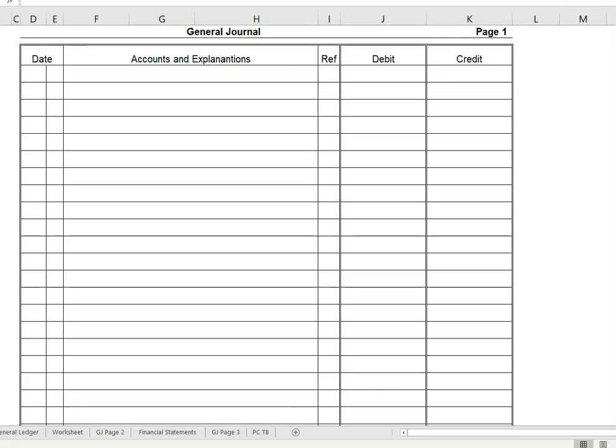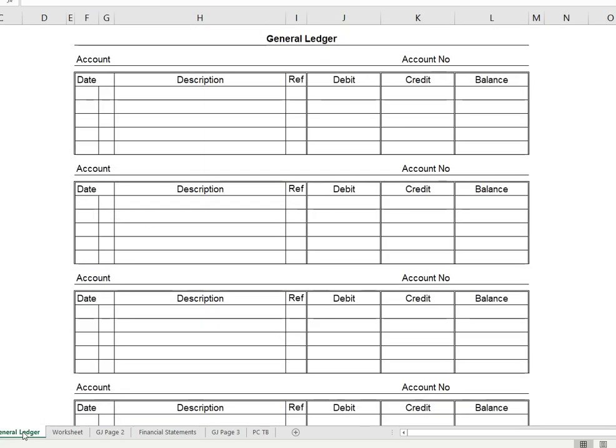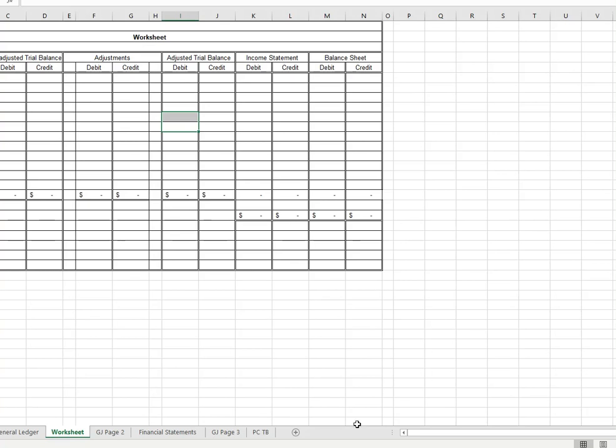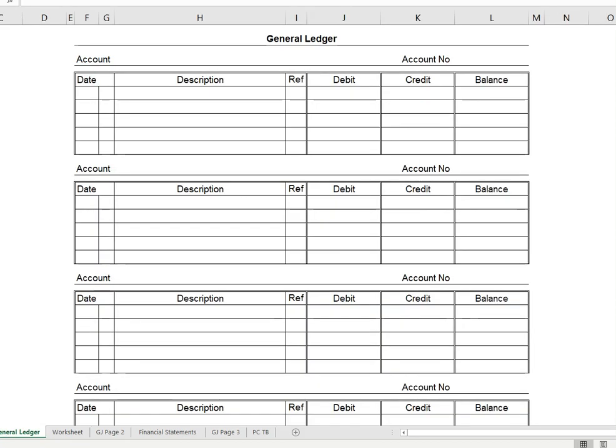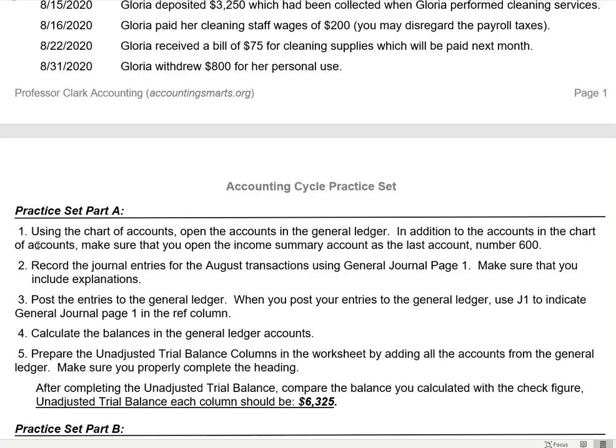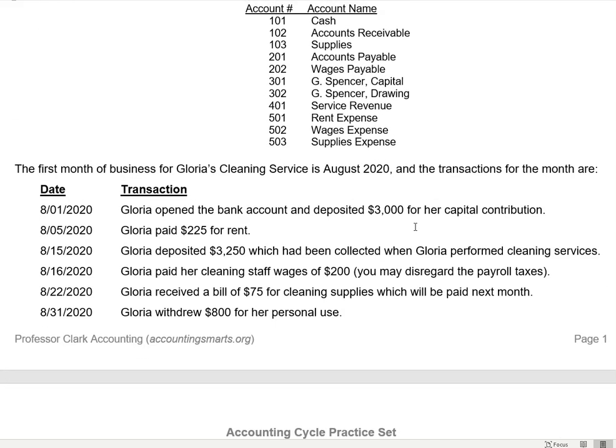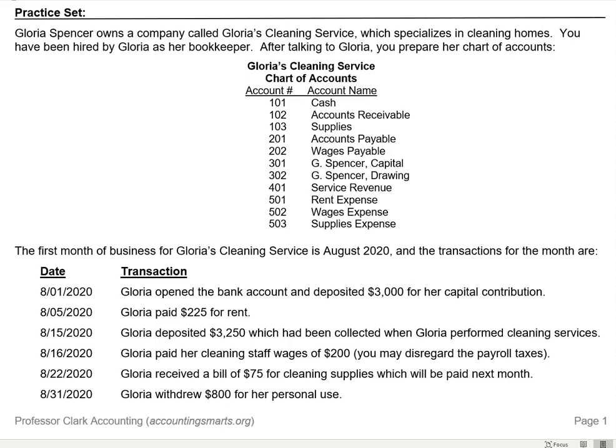All right, so let's go ahead and look at our worksheet. So our first page in the worksheet is General Journal, page 1. You can see that General Journal, page 1, and the tab says GJ, page 1. And our second tab is the General Ledger, and this is what we're going to open. And then the last one that we are going to use in this video is the worksheet. Alrighty, so I'm going to go to the General Ledger, and I'm going to go back to the instructions. Okay, so step number 1 is using the chart of accounts, open the accounts in the General Ledger. So let's do that. So here we have them.